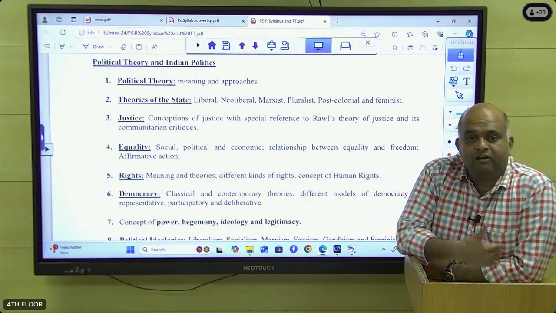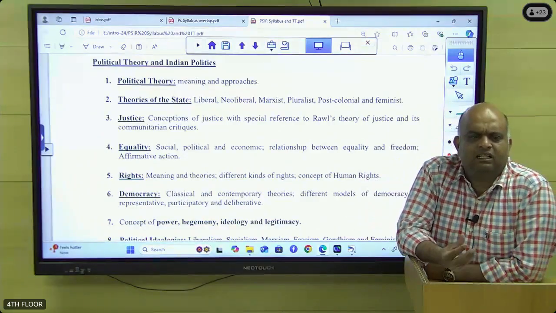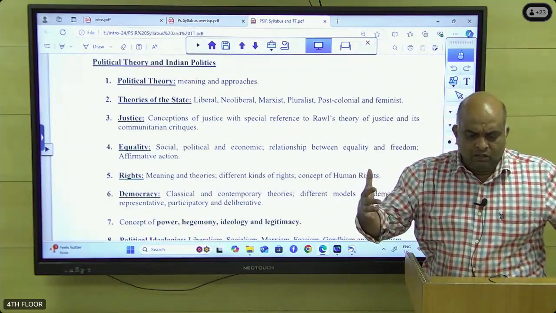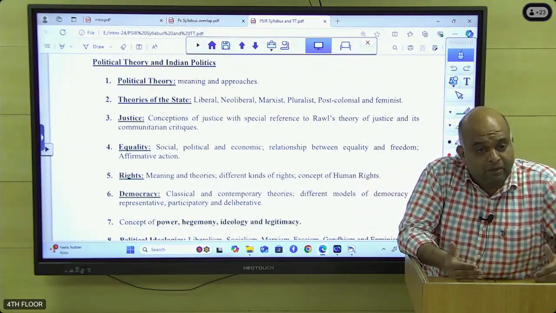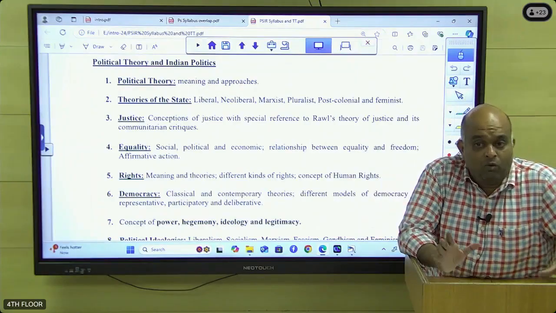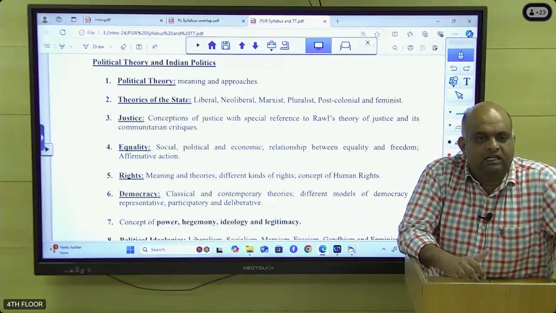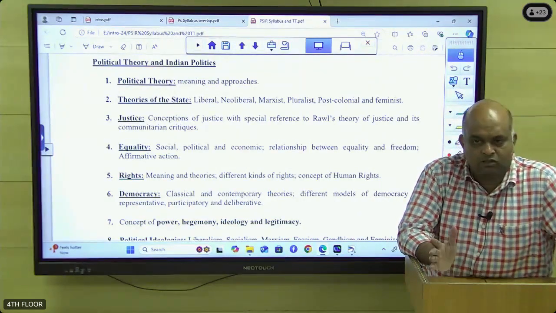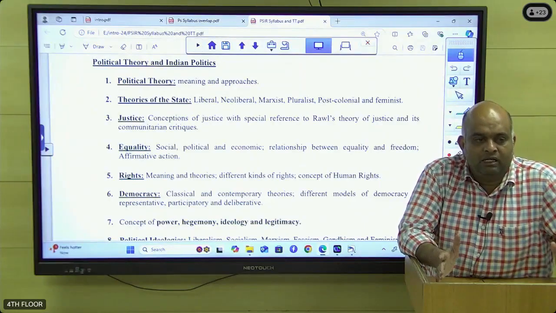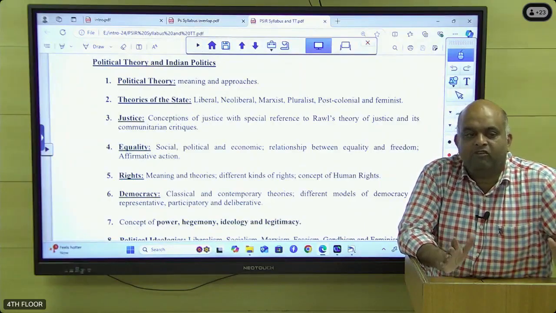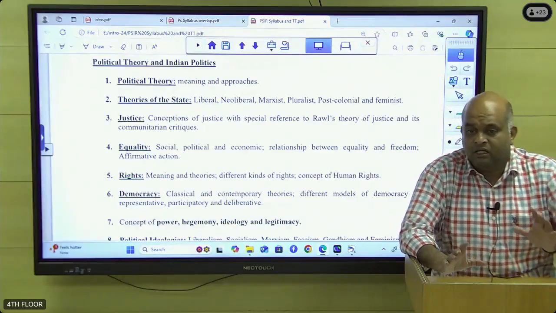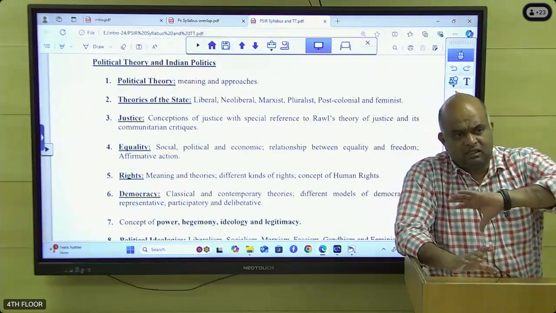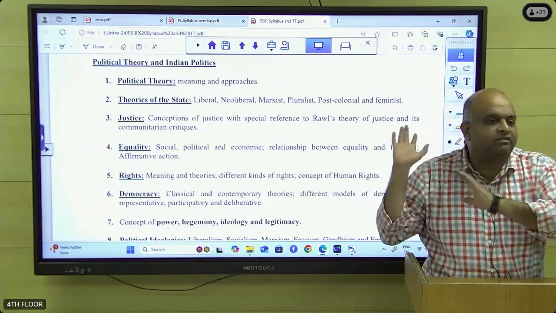Ideology means a set of rules and regulations framed by a person or a group of people about how society should work. Society should be in this order only; the economy has to be like this, the polity like this, the societal situation like this. Different groups of people have different ideas.